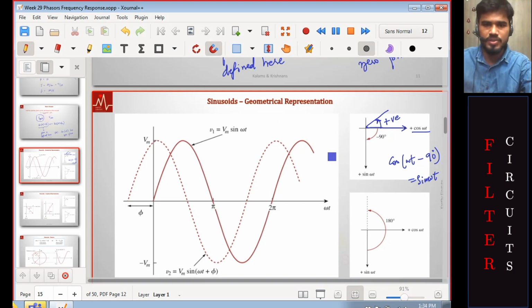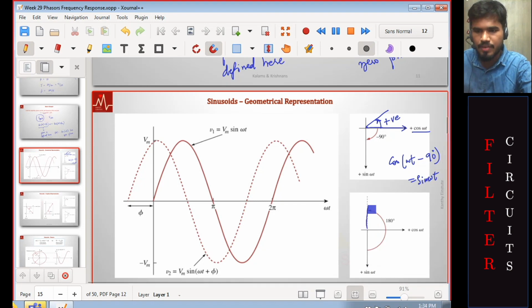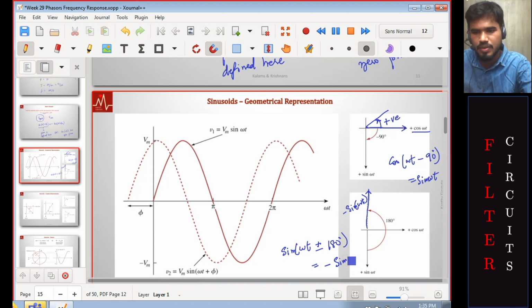So this mnemonic actually works very well. Okay, so if this is plus sine omega t, what we have here is minus sine omega t. Okay, and we can start seeing all the results. You take sine omega t, you add, that is go in the clockwise direction or counterclockwise direction, so either plus or minus 180 degrees, what you get is minus sine omega t. Almost like a mnemonic for the formulas that we have learned.